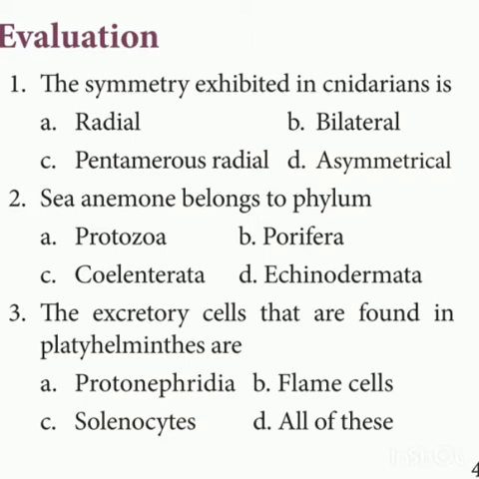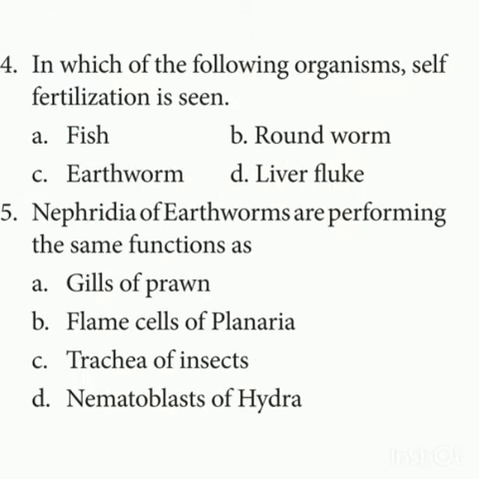Coelenterata. Third one, the excretory cells that are found in platyhelminthes are flame cells. And fourth one, in which of the following organisms is self-fertilization seen? Self-fertilization is seen in liver fluke.